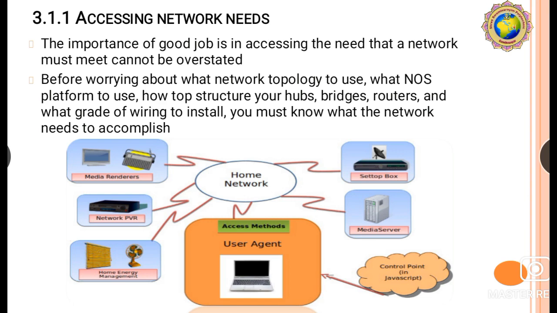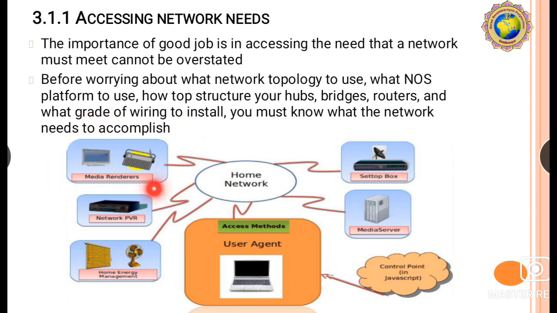Once again, the importance of doing a good job in assessing the needs that a network must meet can't be overstated. Before worrying about what network topology to use, what NOS platform to use, how to structure your hubs, bridges, routers, and what grade of wiring to install, you must know what the network needs to accomplish. Here is the basic structure for the needs of accessing networks. This is our home network, and this home network is connected to various types of systems.